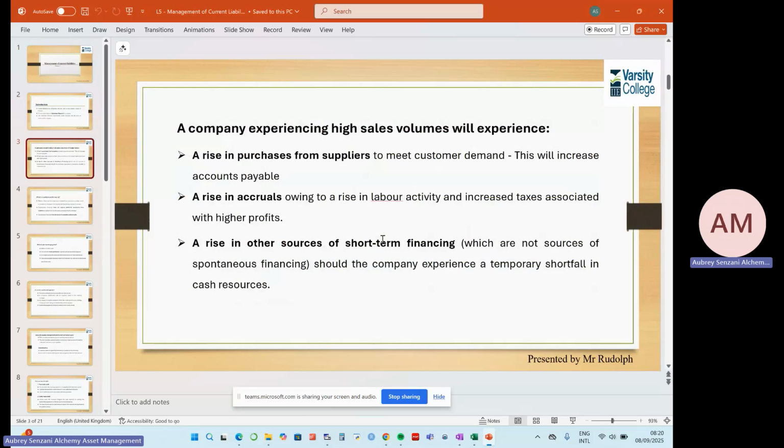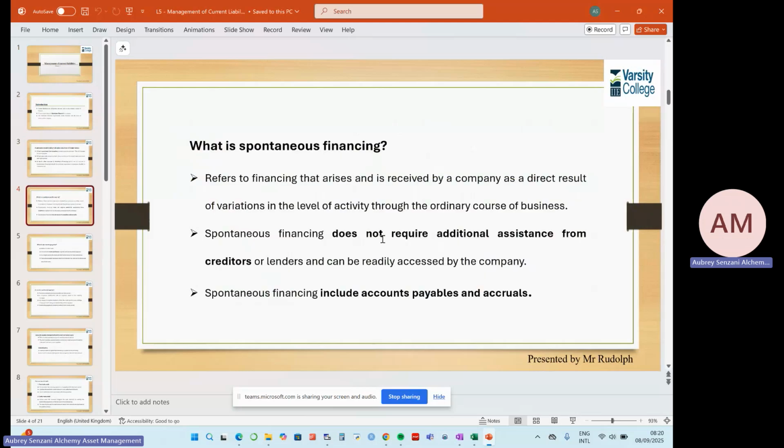And then there arise other sources of short-term financing, which are not sources of spontaneous financing, should the company experience a temporary shortfall in cash flows. And we'll unpack those sources of short-term financing. Some of which are pretty much just delayed payment, which also forms a form of short-term financing that is not spontaneous.